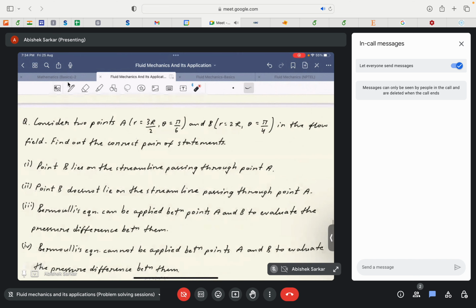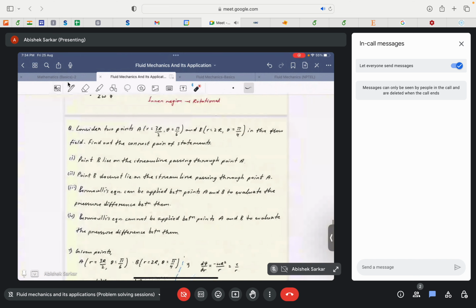The continuation of this question is that now consider 2 points. A is the first point in the tornado, say, where r is equal to 3r by 2 and theta is equal to pi by 6, and B is another point where r is equal to 2r and theta is equal to pi by 4, in the flow field. Find out the correct pairs of statements.